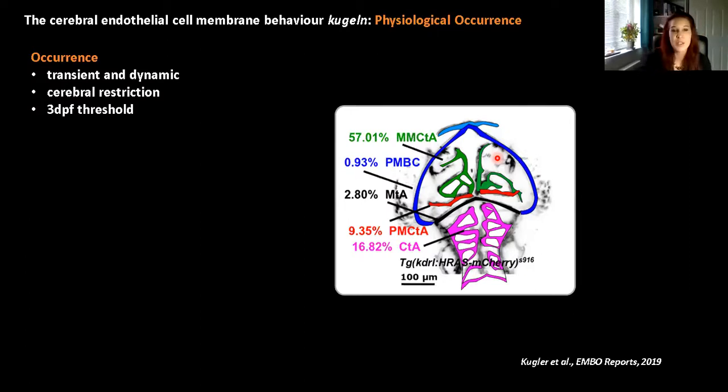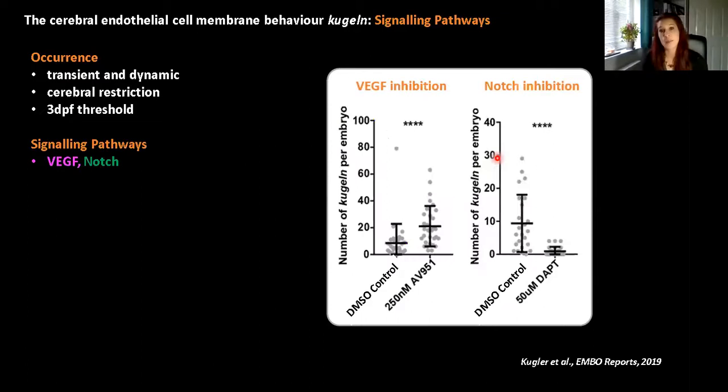And so we next wanted to know a little bit more about the signaling pathways, which do play a role in Kugeln formation. And the two most obvious candidates were VEGF and Notch signaling. So VEGF signaling can be inhibited by a drug called AB951. And if we do this, we see that there is actually a significant increase in Kugeln number, suggesting that VEGF actually inhibits their formation. While on the other hand, if we inhibit Notch signaling with a drug called DAPT, we actually have a significant loss of them. And so this showed that Notch signaling is needed for their formation.